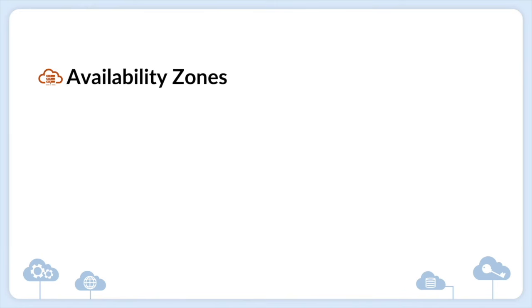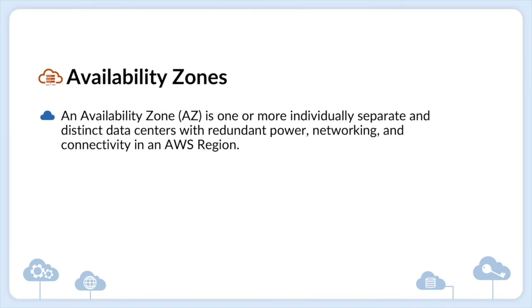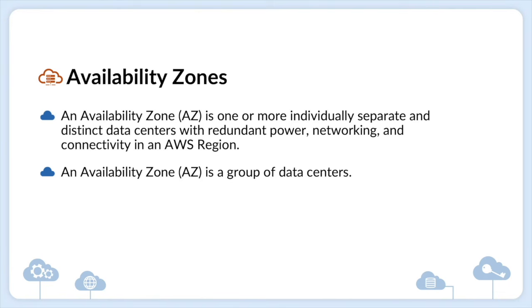Now, what are availability zones? It is one or more individually separated and distinct data centers with redundant power, networking, and connectivity in an AWS region. In other words, it is nothing but an isolated data center within a region. The only difference is that it has redundant power, networking, and connectivity. So each availability zone has a set of data centers isolated from other availability zones. So an availability zone is nothing but a group of data centers.